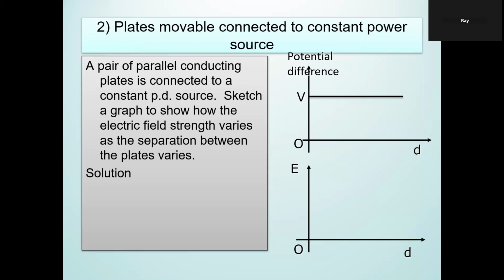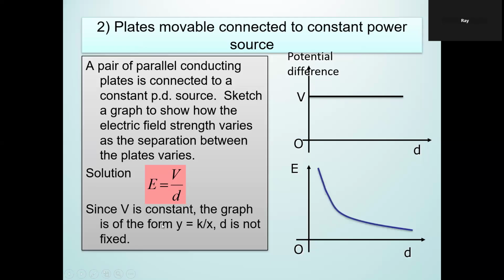How about the electric field strength against separation? You have to play with the formula. Use this formula. V is constant. That's your d, that's your E.